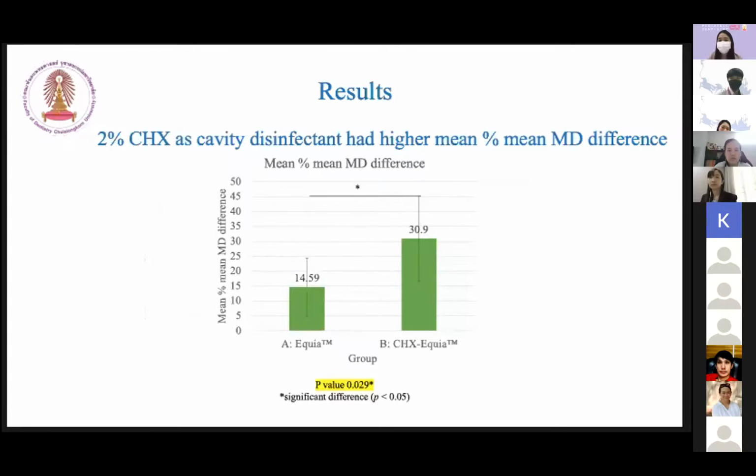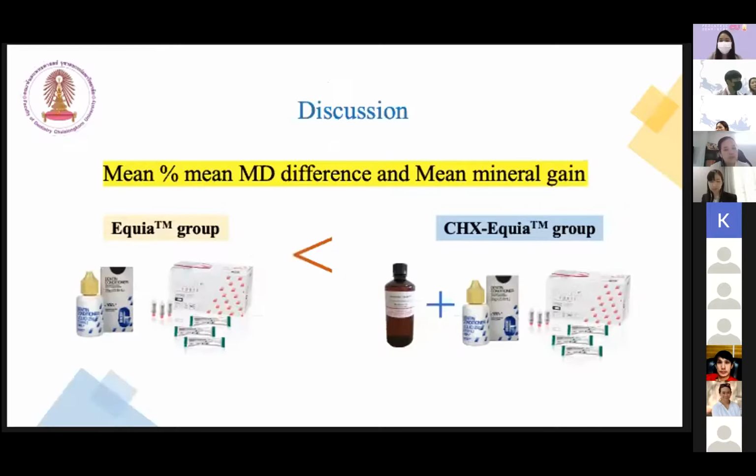The mean MD difference of the HGIC group and the chlorhexidine HGIC group were 14.59 and 30.90, which was a significant difference at the 95% confidence interval. Discussion. Results from this study show that HGIC promoted remineralization of adjacent affected dentin, and also found that the group which had 2% chlorhexidine as cavity disinfectant had a higher mean MD difference.